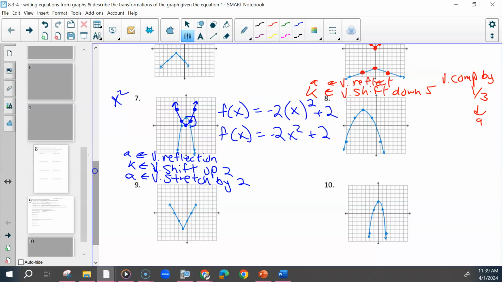Let's do 8 and 9, and then I'll let you guys try some. So 8, what's going on there? What function is this first? Quadratic, x squared.